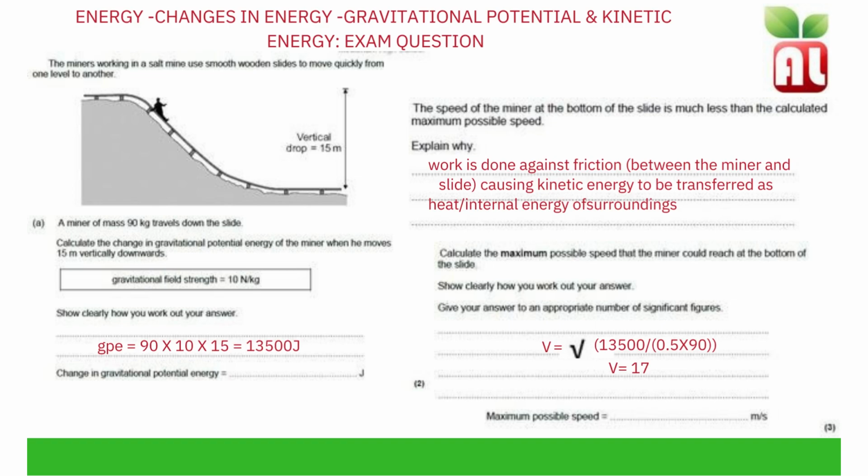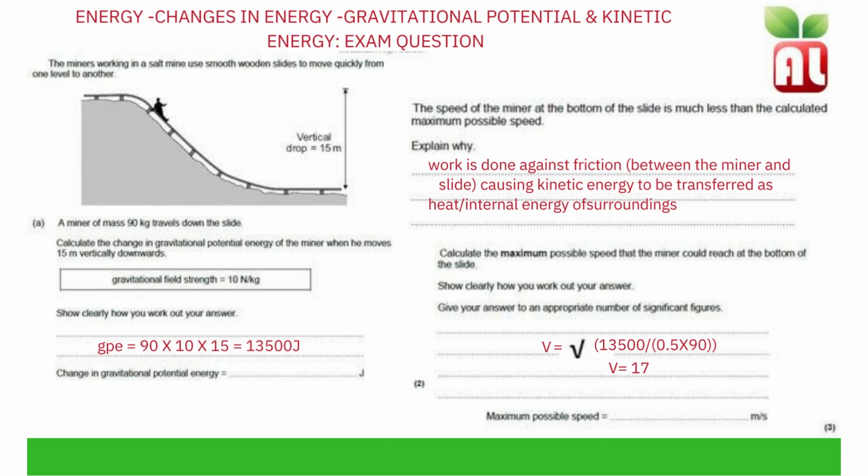To calculate gravitational potential energy, we multiply the mass by the gravitational field strength by the height. So that is 90 times 10 times 15, giving us a change in the gravitational potential energy of 13,500 joules. This is the amount of energy the miner has at the top of the slide. As soon as the miner travels down the slide, we can assume that all of the gravitational potential energy is converted into the kinetic energy store, as energy is transferred from one store to another.